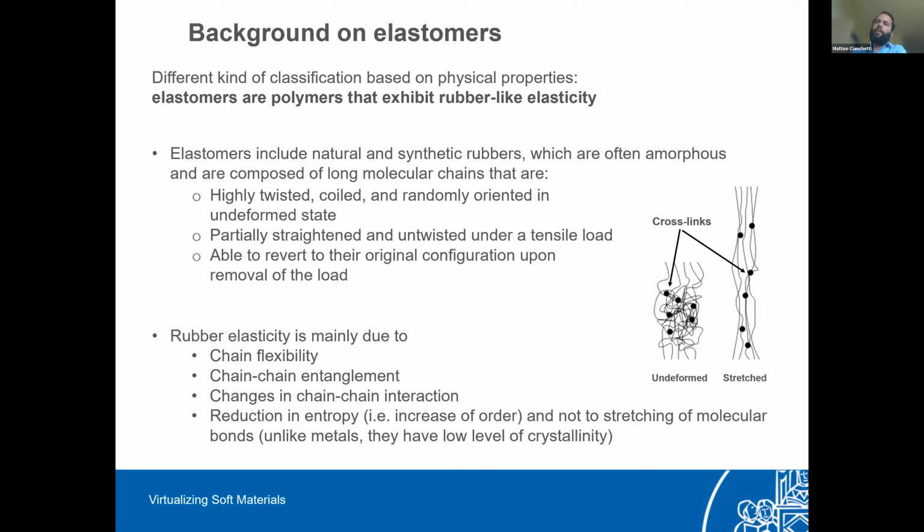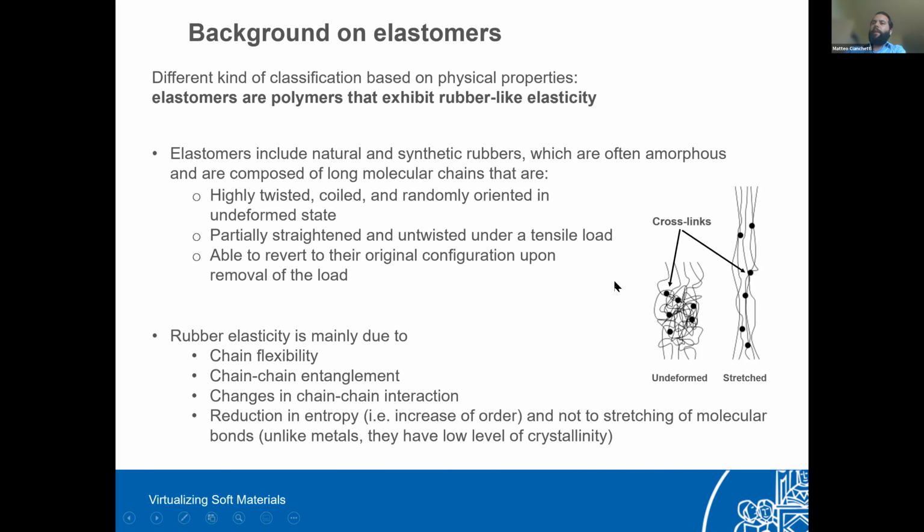But there's also another classification of polymers based on physical properties, about the kind of deformation, specifically the amount of deformation. Elastomers are classified in this different group. Elastomers are polymers that exhibit rubber-like elasticity. They include natural and synthetic rubbers, are often amorphous, and are composed of long molecular chains that are highly twisted. Here you can see an example of an undeformed polymer with twisted, coiled, and randomly oriented chains. They can be partially straightened when the material is stretched under a tensile load, and they are able to revert to their original configuration when the loading condition is removed.